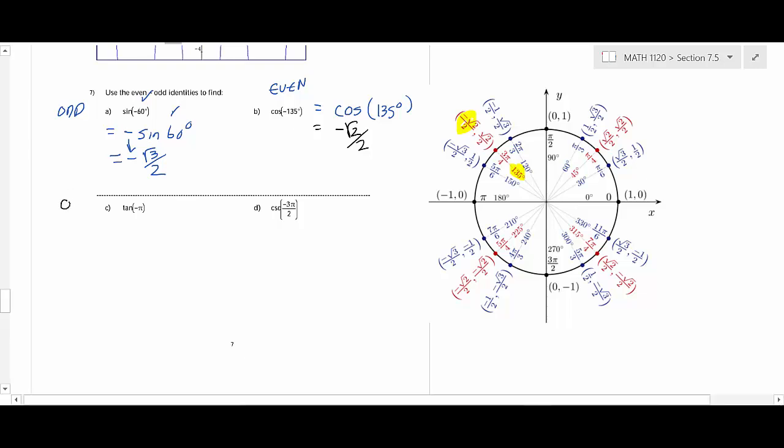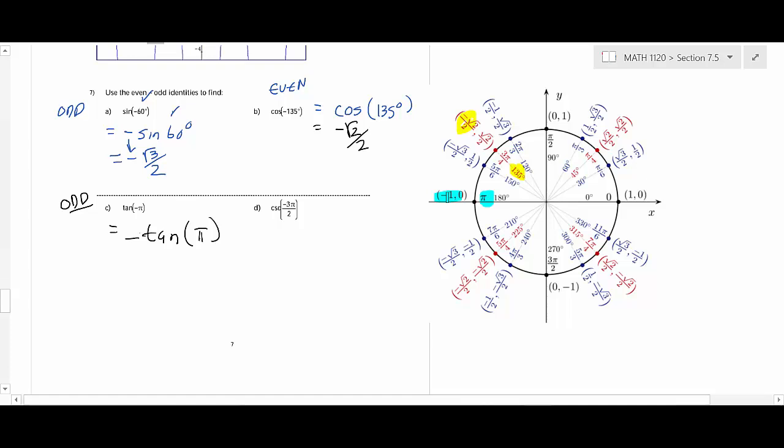Okay, tangent, that's an odd function. So what's this equal to? If it's an odd function, it's equal to make the angle opposite and then also make the tangent opposite. That's how odd functions work. So now what we're going to do is this. We're going to look at pi radians. How do you figure out the tangent? What is the definition of the tangent?